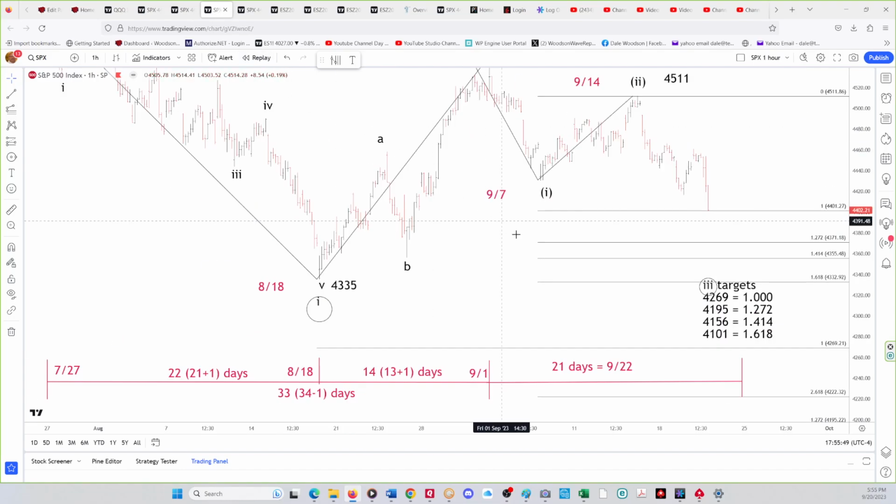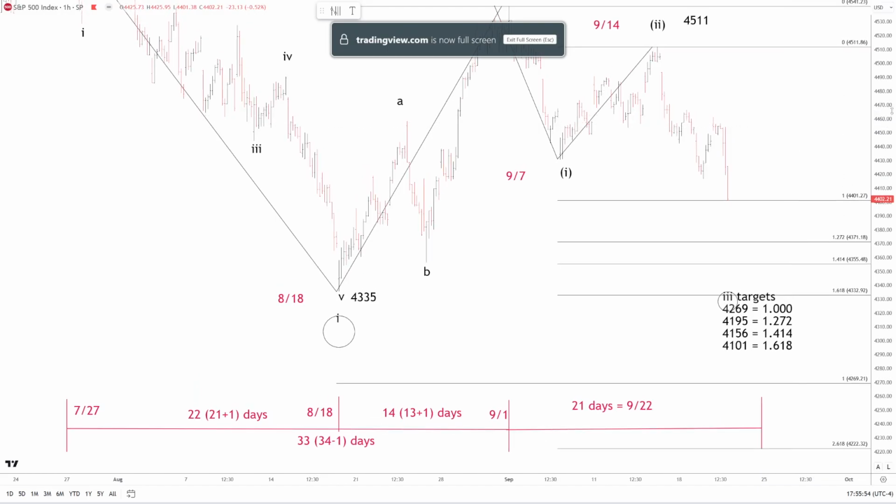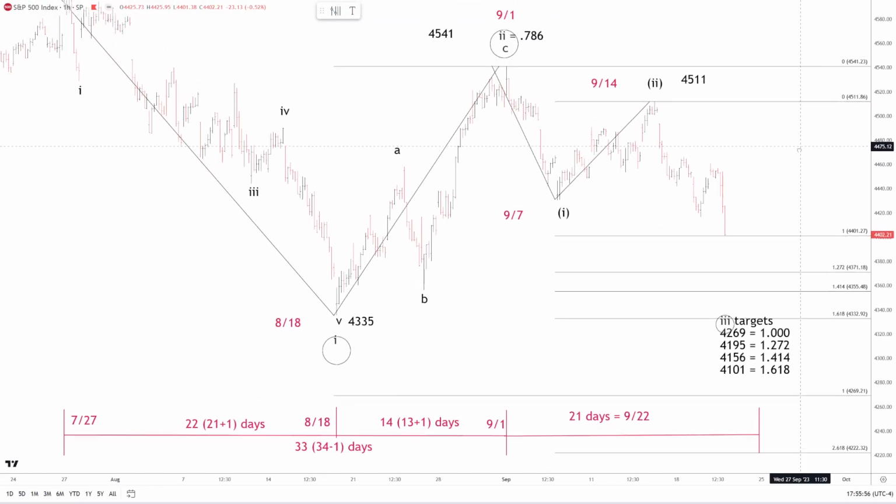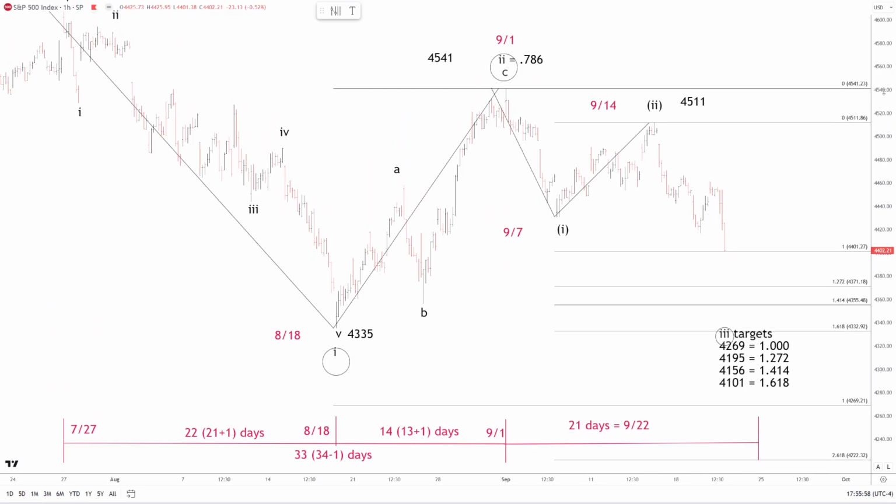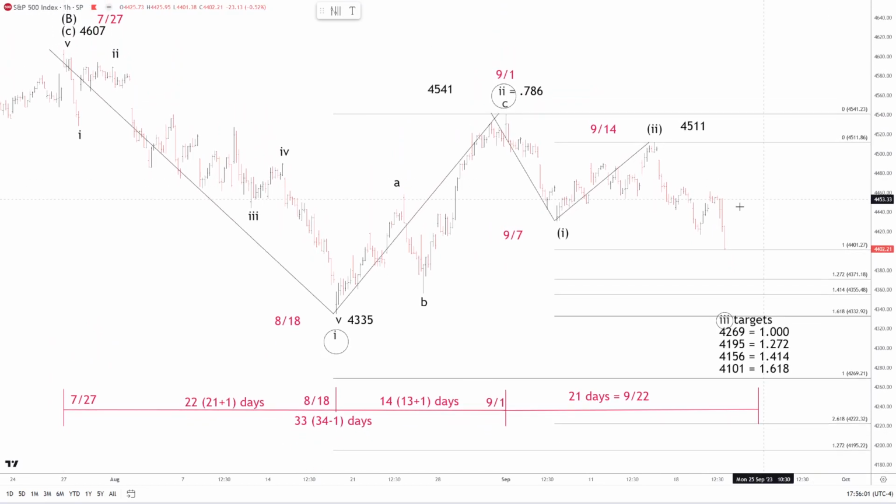I think we can look at the hourly here. Let's make this full screen. I hope you guys can see all that on there. And I'll scrunch it down to make it a little more visible to see the whole thing.